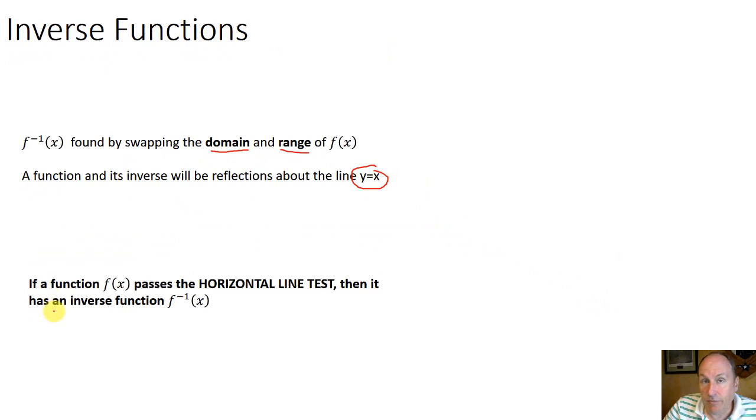Now, the last thing, to be able to graphically look at a function to see if it can have an inverse: if a function passes what's called the horizontal line test, then it has an inverse function, f inverse of x. You will recall from earlier screencasts that we can tell graphically if something is a function if it passes the vertical line test. In other words, a vertical line only hits one point on the function. Well, to determine if something already determined to be a function has an inverse, we do the horizontal line test.